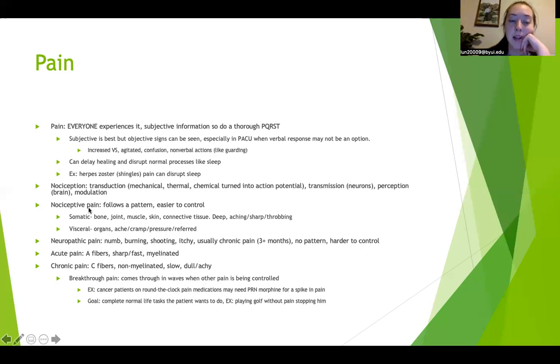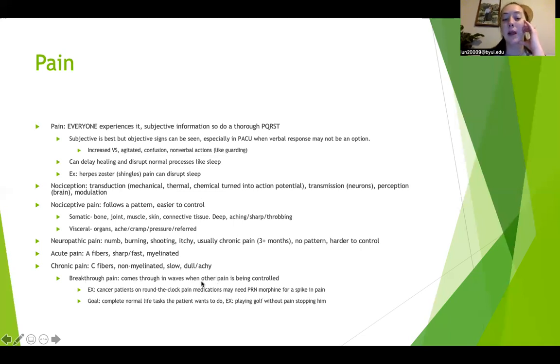Neuropathic pain does not follow that pattern, so it's harder to control. It's more like numbness, tingling, burning, shooting pain, itchy. It's usually chronic. So, acute pain is less than 6 months, controlled by A fibers, are sharp, fast, and myelinated. Chronic pain are controlled by C fibers, so non-myelinated, slow, dull, achy. So, exact opposites of each other. Just remember with chronic pain, there can be breakthrough pain, usually happens with cancer patients.